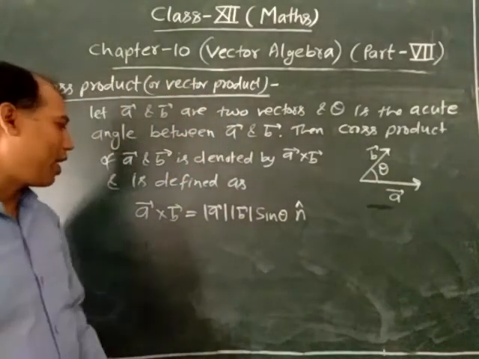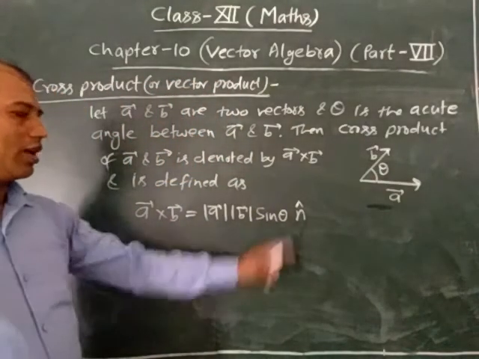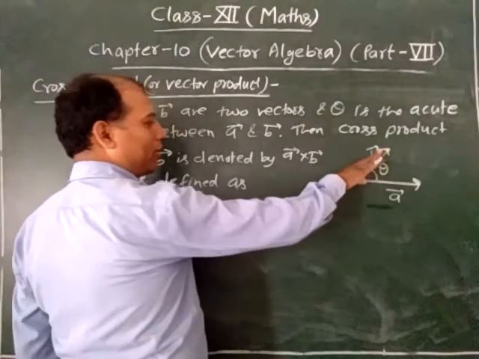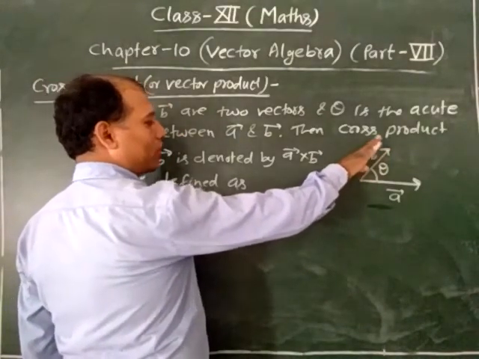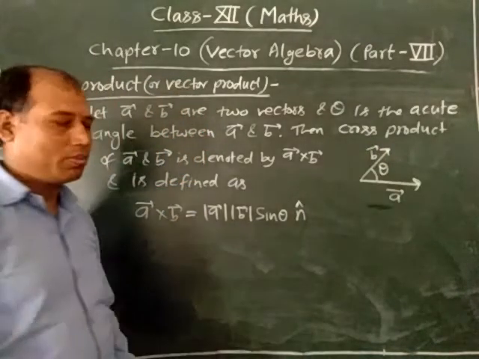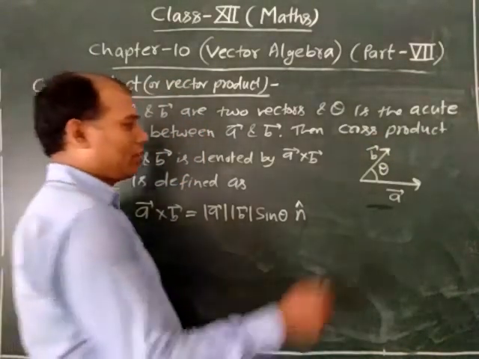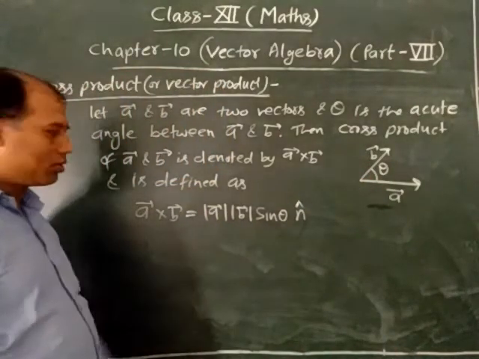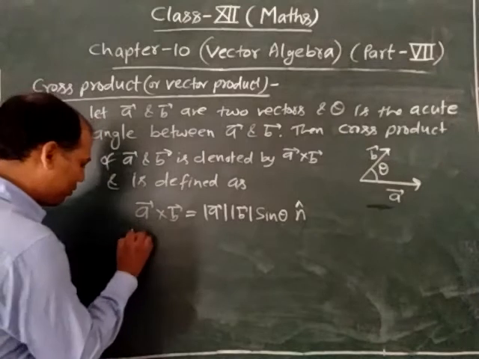If we have to write B cross A, then we align our palm along the vector B and curl our fingers towards the vector A. Then the direction of the thumb represents the direction of n cap, which is inward into the plane of the board. It is clear, students?